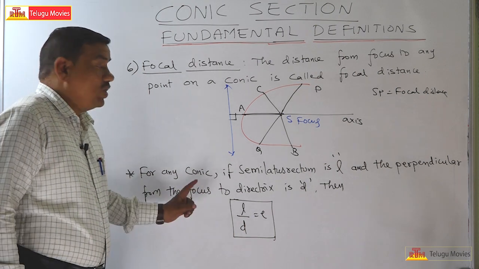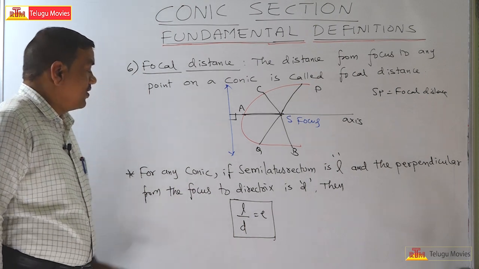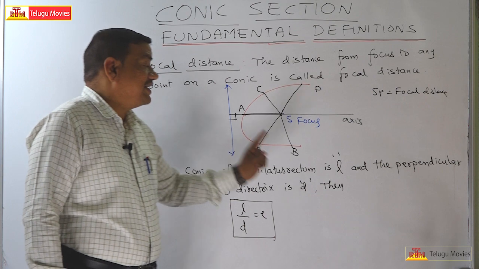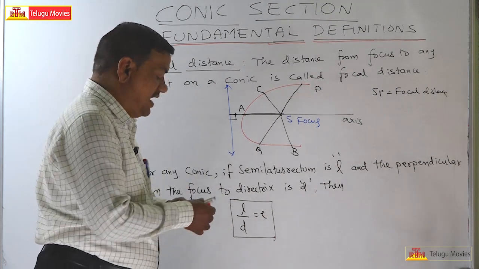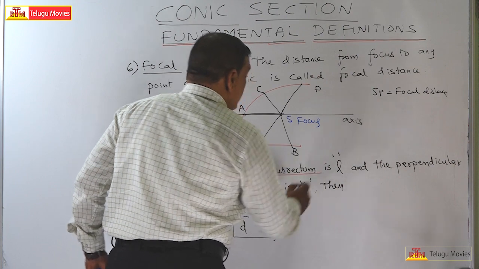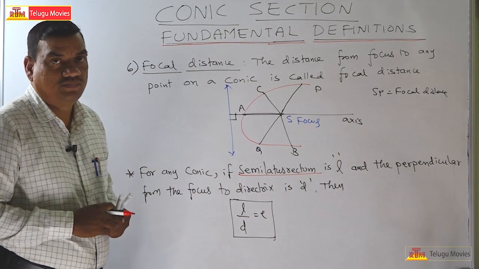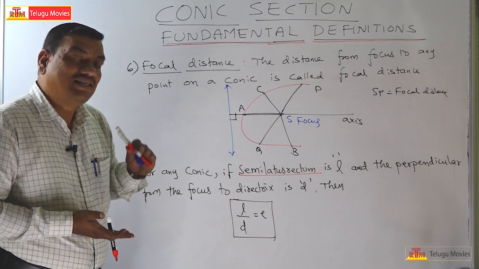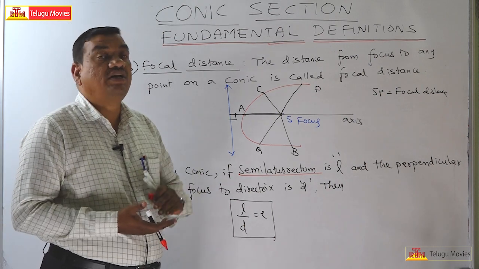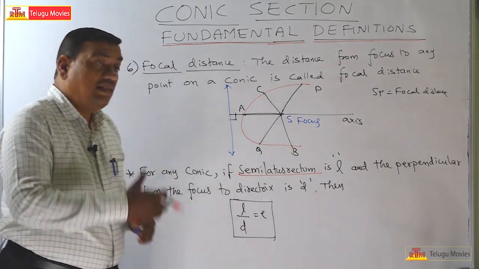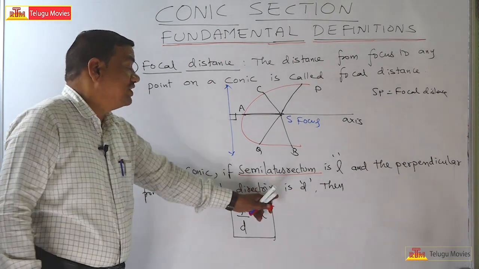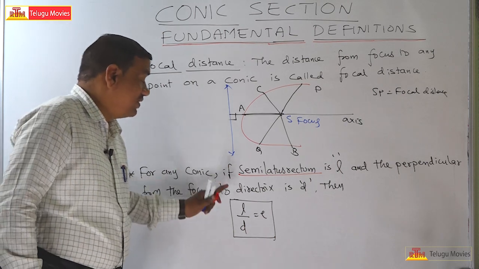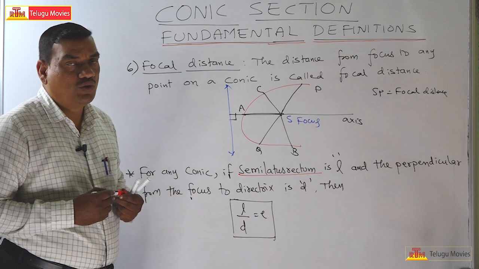A very important note point here: for any conic, if the semi-latus rectum is L, semi means half, so half of the latus rectum, whose length we already discussed, is L, and the perpendicular distance from the focus to the directrix is D, and E is the eccentricity of the conic, then the relation between L, D, E is L by D is equal to E.